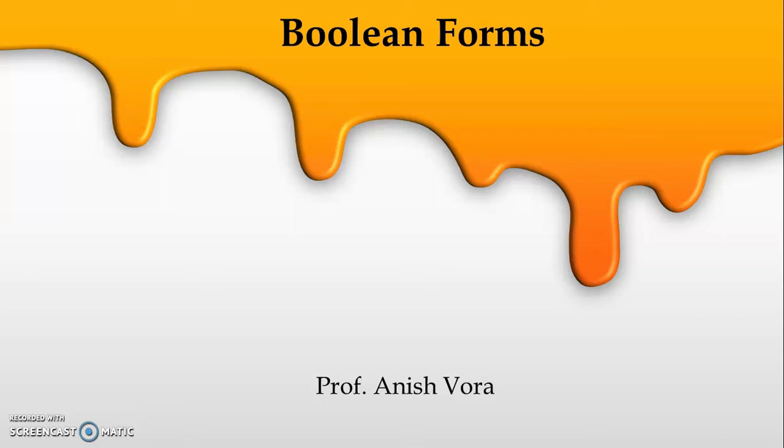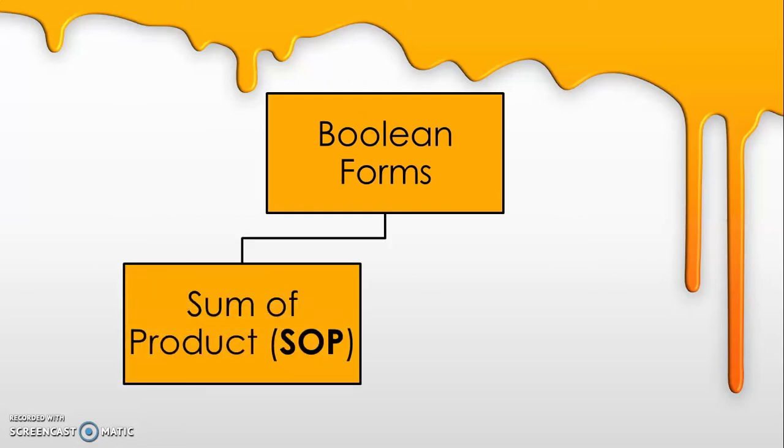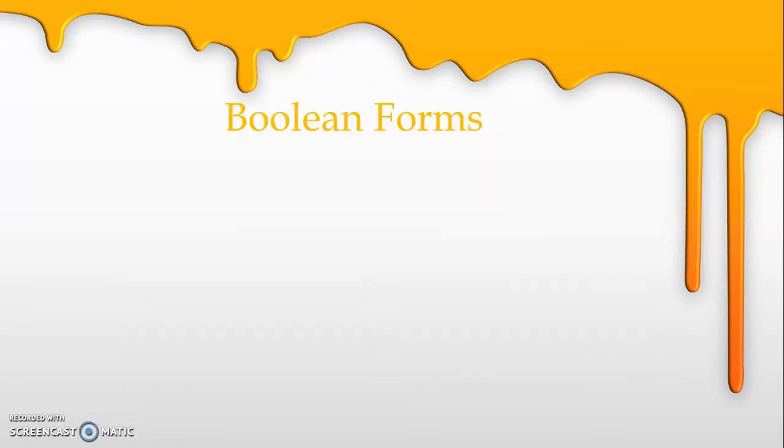In this video lecture, we will study about Boolean forms. In the previous lecture, we studied about Boolean functions, and we know that a Boolean function can be represented with a Boolean expression, and a Boolean expression can be represented in different Boolean forms. We have two different Boolean forms. One form is known as the sum of product, in short SOP, and another Boolean form is known as the product of sum, in short POS. So a Boolean expression has two Boolean forms: one is sum of product and another is product of sum.